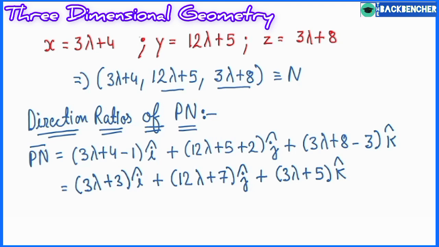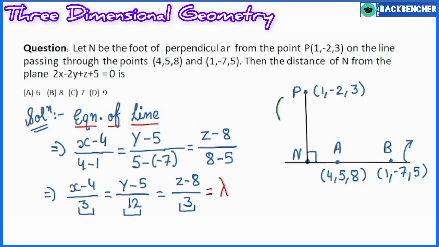So finally we have gotten the direction ratios of PN also. PN is the line which is perpendicular, see the figure, PN is perpendicular to the line AB. And we know that when two lines are perpendicular to each other, then the dot product of the direction ratios of both of these lines would be equal to 0.